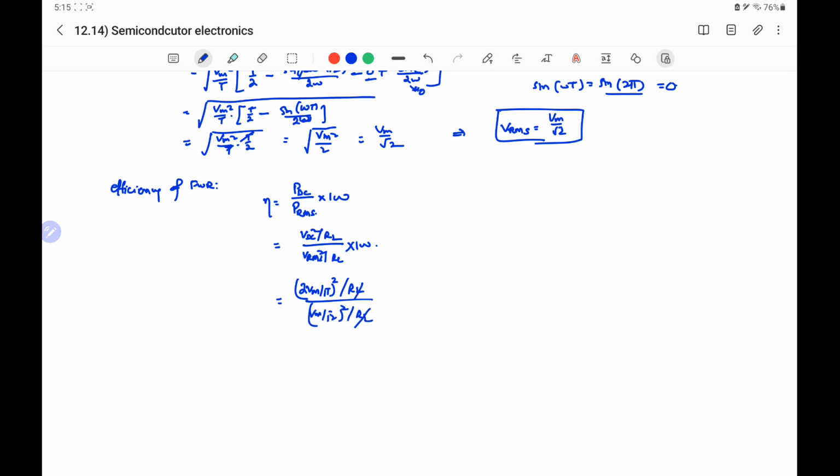This RL and RL get cancelled, and Vm also gets cancelled, so we will have (2 by pi) whole square into (root 2) whole square, that is equal to 8 by pi square. On simplifying, we will have approximately 81.2%, and it is almost double that of the half wave rectifier.